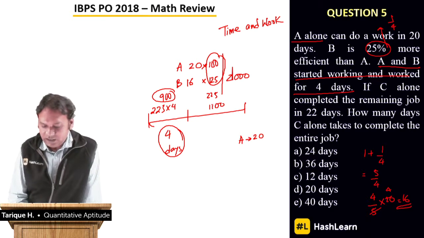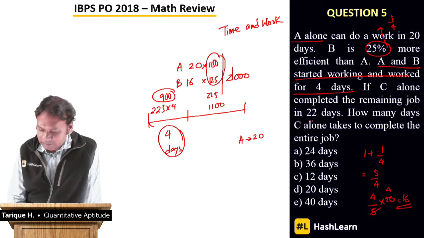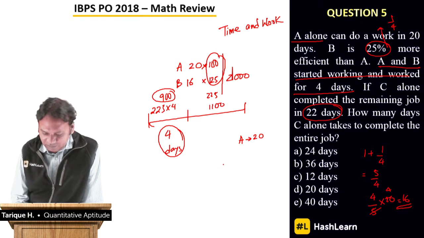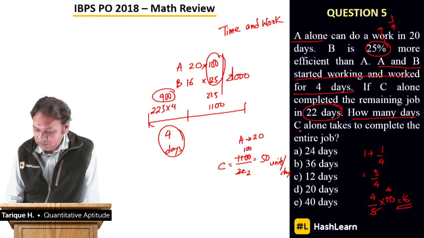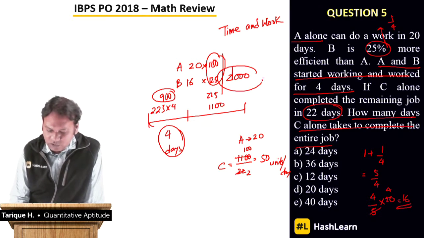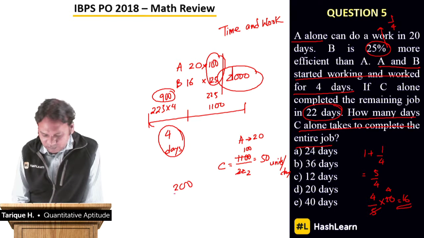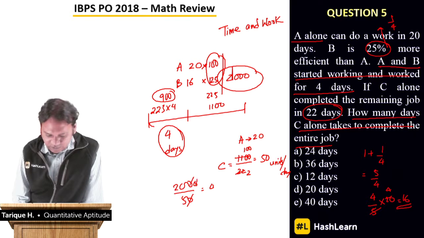This much work was remaining, and C alone completed the remaining job in 22 days. So what is C's per day rate of work? 1100 by 22. So 11 into 100, 11 into 2, 100 by 2, 50. So C can do 50 units per day. How many days does C alone take to complete the entire job? Entire job is 2000. So 2000 by 50, okay, so 40 days.